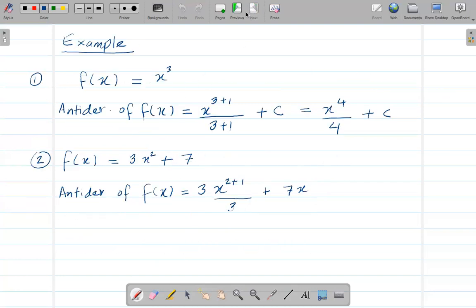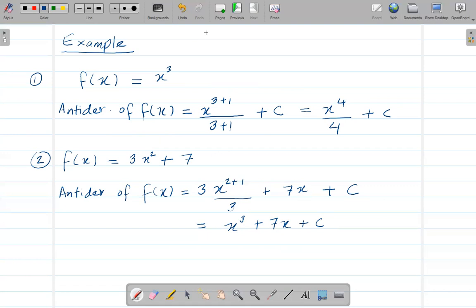So from here, this 3 and this 3 are gone. One more thing I forgot: after this, there should be a plus constant, right? And then these two are gone, 3 and 3, so x to the power 3 plus 7x plus c. So when you're taking the antiderivative of an equation like this, this is how you do it.